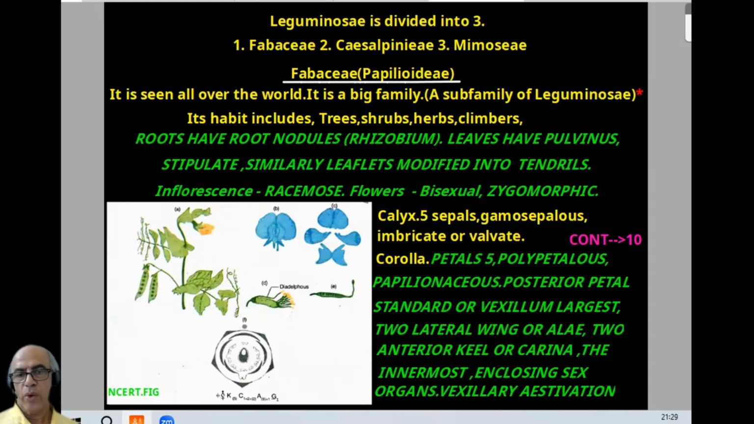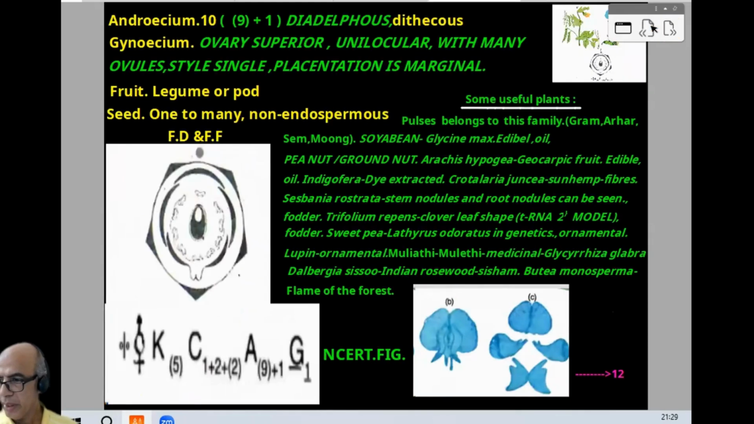standard, wing or ala, keel or carina. That is, the posterior petal is called standard or vexillum, then wing or ala, keel or carina, and their positions. Then diagrams. Then after that, androecium that is 9 united plus 1, diadelphous, gynoecium superior, unilocular, placentation marginal, fruit legume or pod. Then some useful plants with the floral diagram and floral formula.